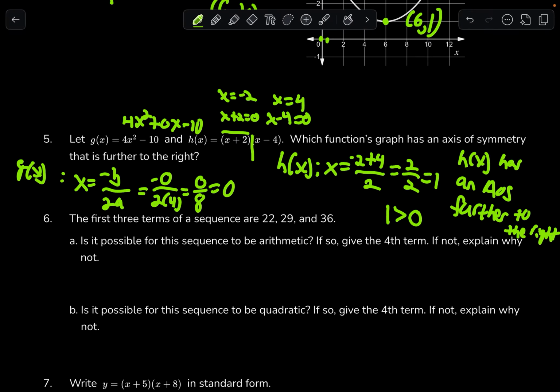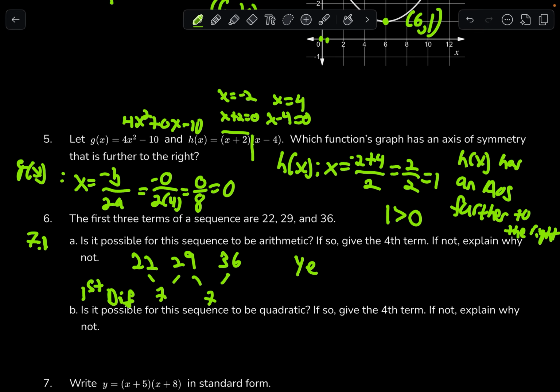Okay, now, next question. Question 6 harkens back to 7.1, the first section talking about sequences and linear growth and arithmetic growth, geometric growth, and quadratic growth. Is it possible for this sequence to be arithmetic? To check that, we take our three values, and 29 minus 22 is 7. 36 minus 29 is 7. And you notice the first difference is constant.